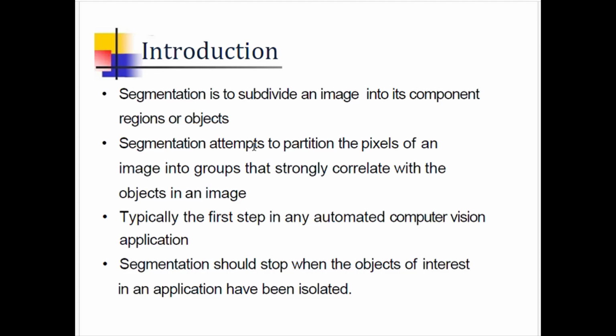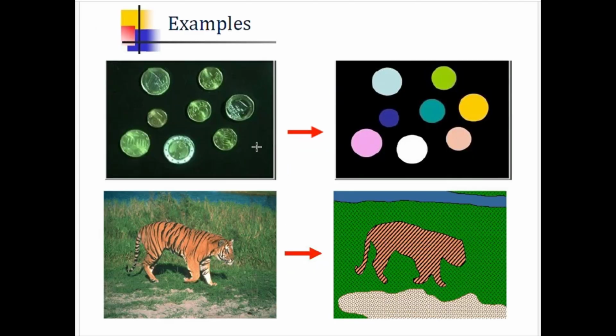Segmentation is typically the first step in any automated computer vision application. It is the first step to do any analysis of the image. Segmentation should stop when the objects of interest in an application have been isolated. I'll show you an example: see the coin image and the tiger image.